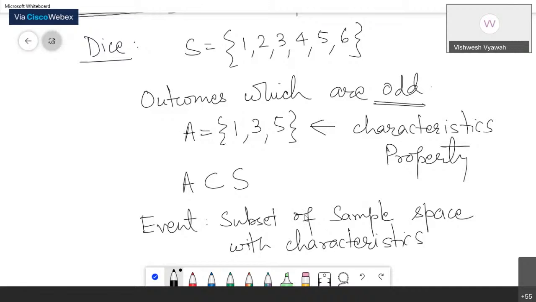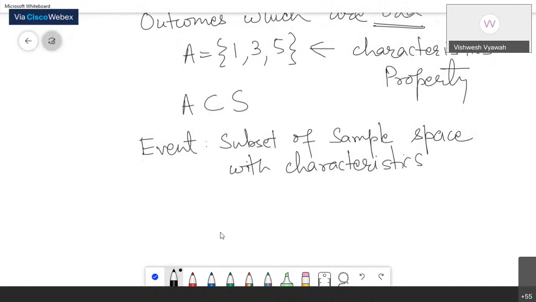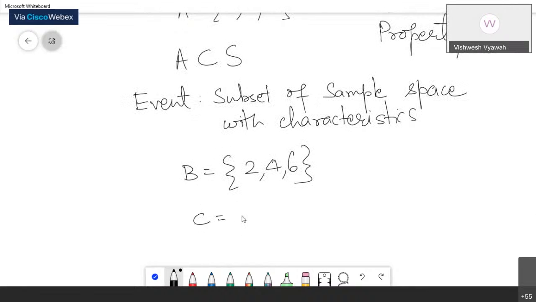So I may also be interested in all the outcomes in case of dice which are divisible by 2. So B will be, what will be my next event? 2, 4 and 6. I may be interested in the outcomes which are primes. So what will be my C? C will be, which are the prime numbers here? 1, sorry, 1 is not a prime number, my mistake. So 2, 3 and 5. These are the prime numbers.